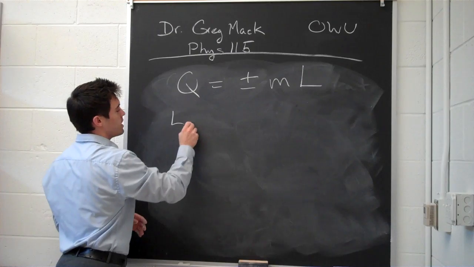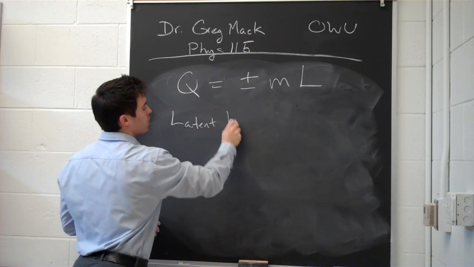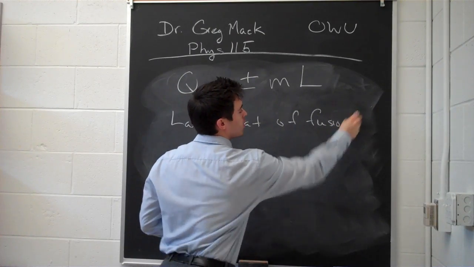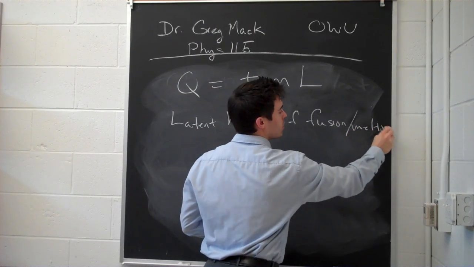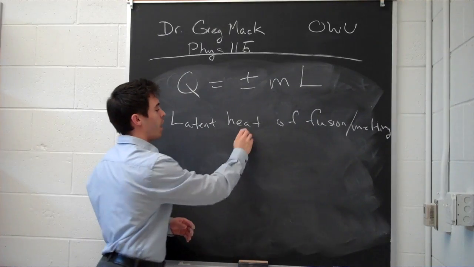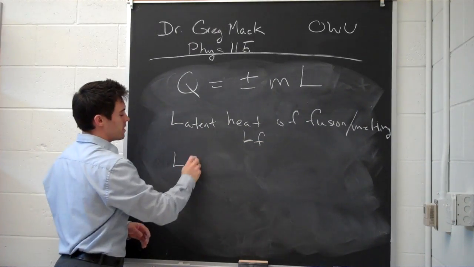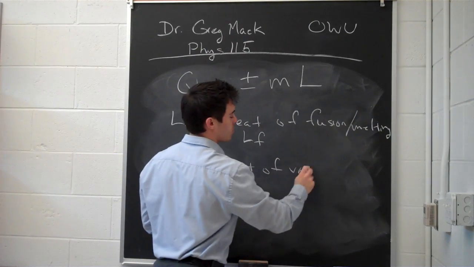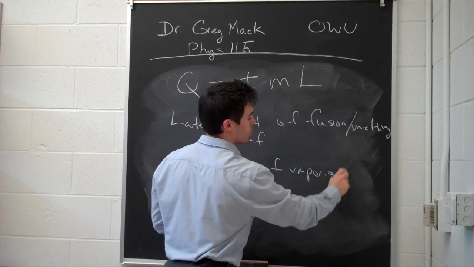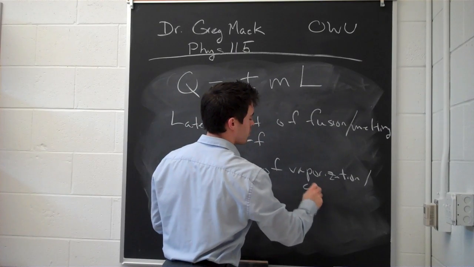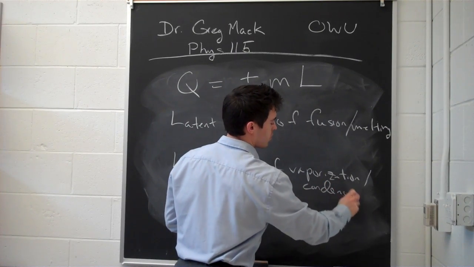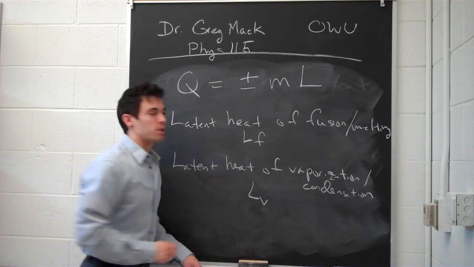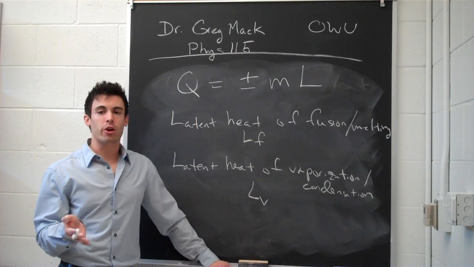So you have latent heat of fusion, or melting for each object, which we'll call LF. And you have a latent heat of vaporization, or condensation, for each object, which we'll call LV. And so they're going to be different depending on the different material.